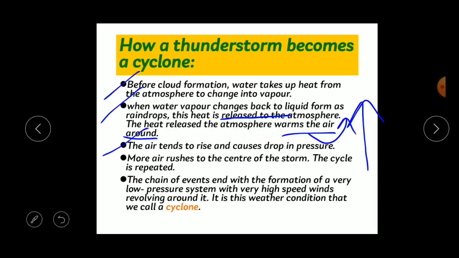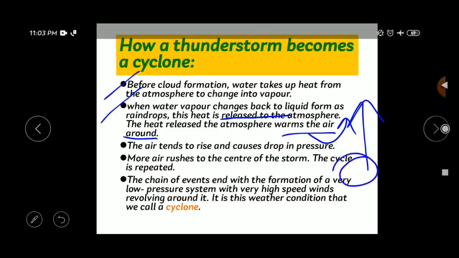The third point is, the air tends to rise and causes a drop in pressure. See here, in the second point we said that when the water vapor turns into clouds and falls back as raindrops, it releases heat in the atmosphere. That heat warms the air around it, and again it will start rising up. So that leads to a decrease in the air pressure in that region. More air rushes to the center of the storm, and the cycle is repeated.